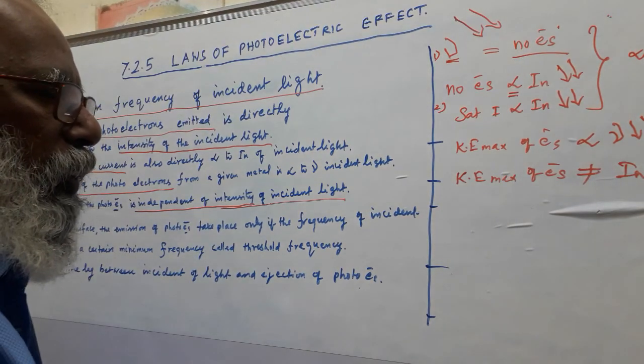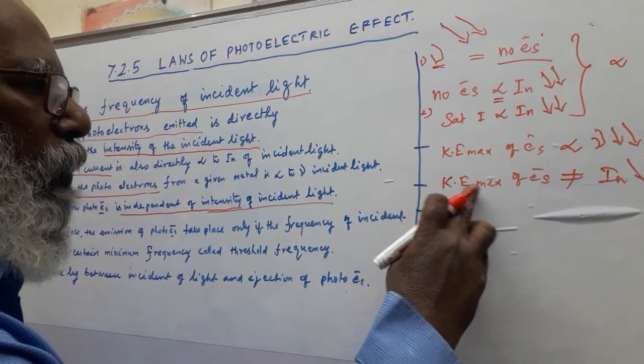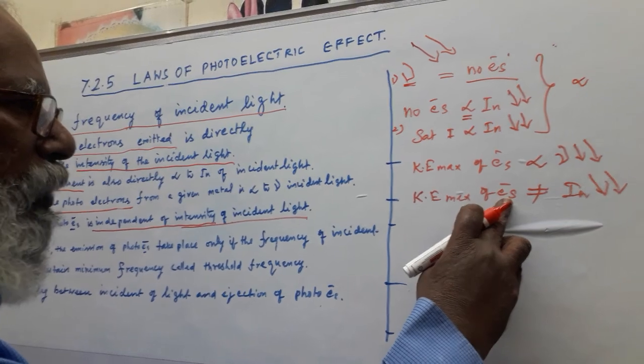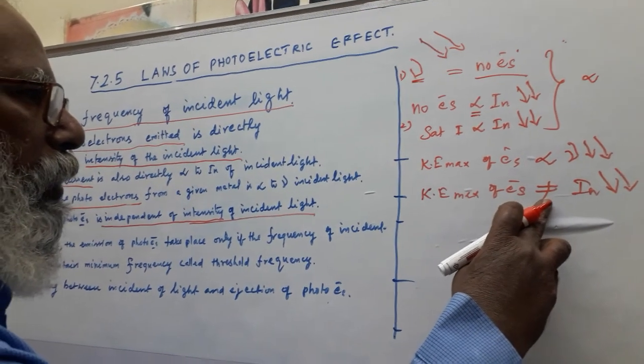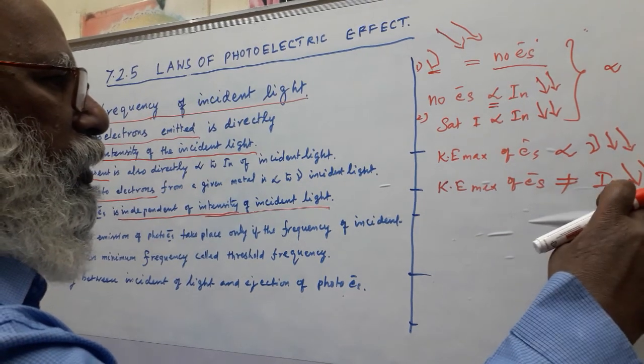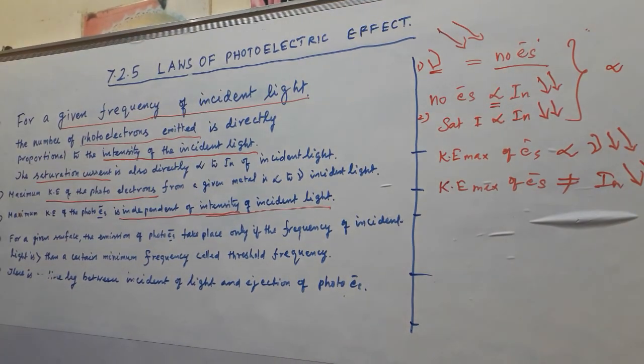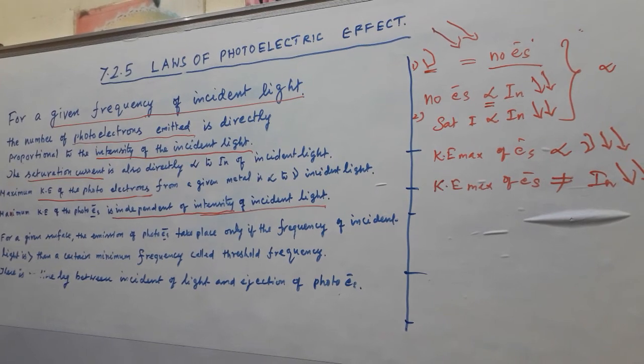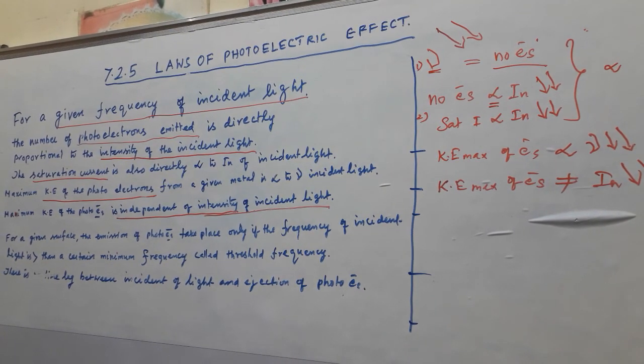In other words, you can write like this: the maximum kinetic energy of electrons is independent of intensity of the incident light rays. That is very important.